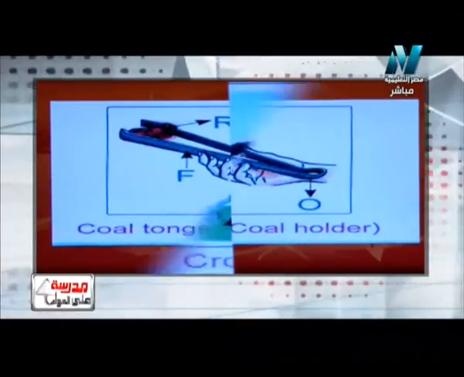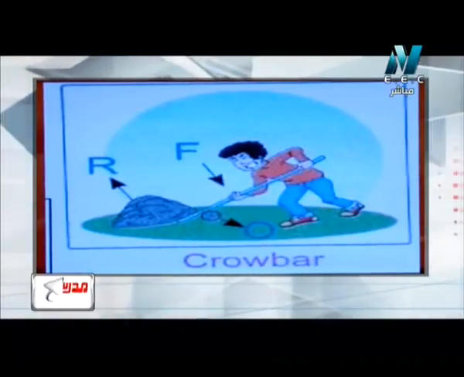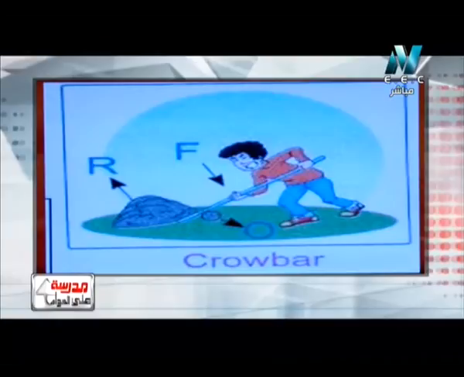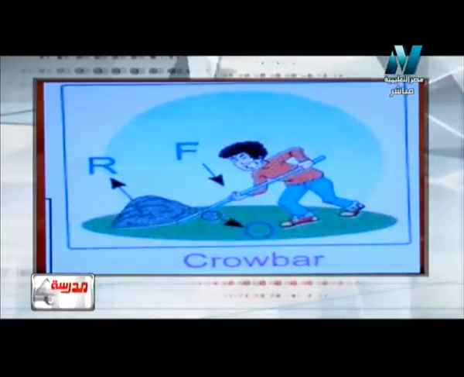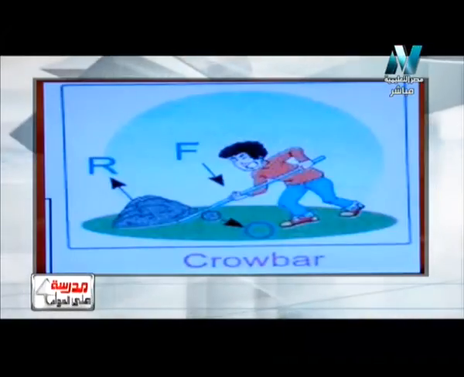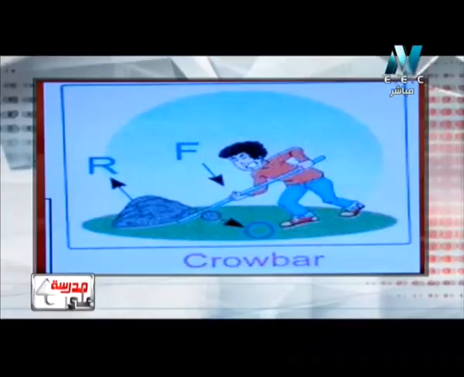Another example. Crowbar أو العتلة. It will be the first class lever. Why? Or give reason. It will be the first class lever because it contains fulcrum or O between effort force and resistance.